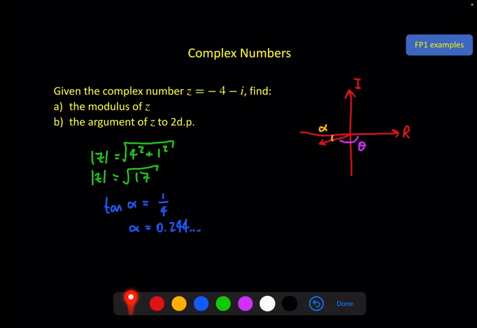But because it's beneath the real axis, coming clockwise from the positive real axis, this will be a negative answer. So theta in this case is equal to negative pi minus alpha, and that is minus 2.90 to 2 decimal places in radians.